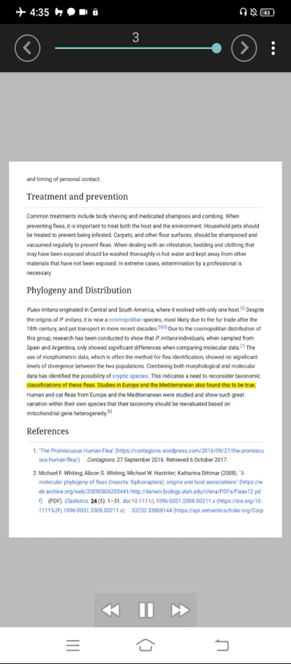Studies in Europe and the Mediterranean also found this to be true. Human and cat fleas from Europe and the Mediterranean were studied and show such great variation within their own species that their taxonomy should be reevaluated based on mitochondrial gene heterogeneity. References. The premise.